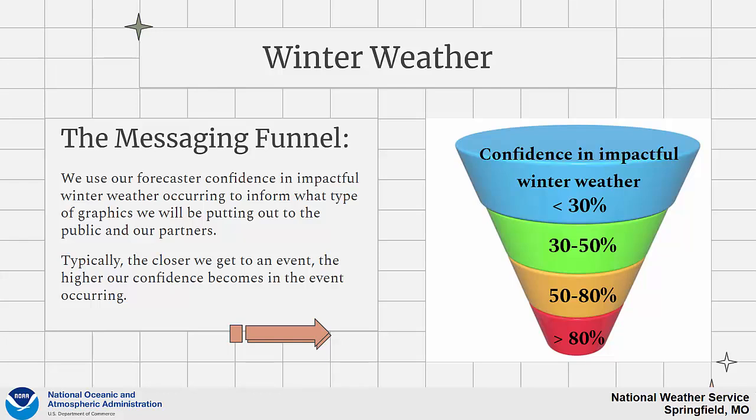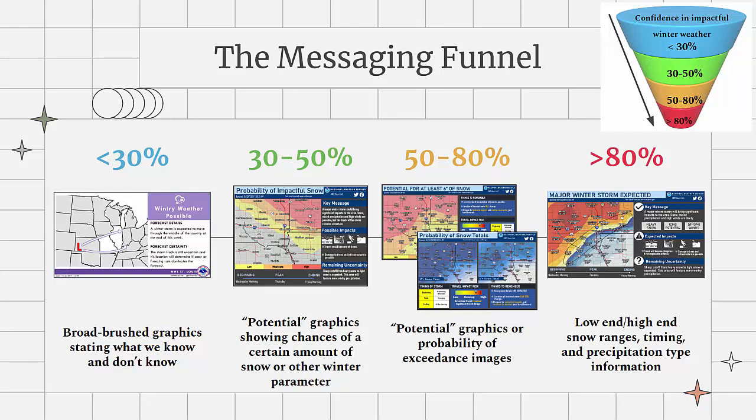So the forecasting funnel is on the right here. It goes from less than 30% all the way to greater than 80%. And you go from top to bottom, so from the blue to the red. For example, the 30% will be 7 days out from winter weather, and the bottom percentage, 80, will be the day of the winter weather event. So here's what it looks like from left to right, from less than 30 to greater than 80.